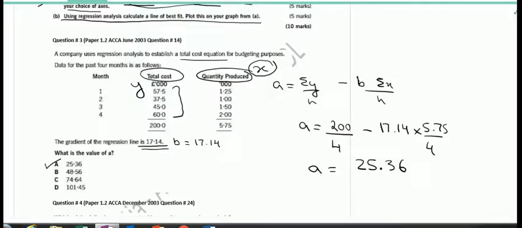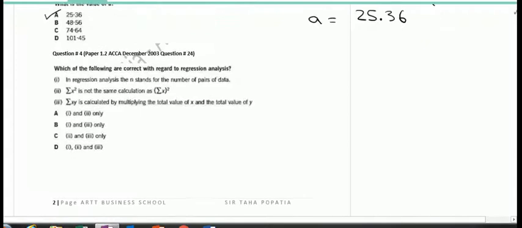Moving on to the next part of the next question. The next question says, which of the following are correct with regards to regression analysis? So you must think and answer. The first statement is, in regression analysis, n stands for the number of pairs of data. This statement is correct. Okay, the second one is summation of x square is not the same as summation of x whole square, and this sounds a correct statement as well.